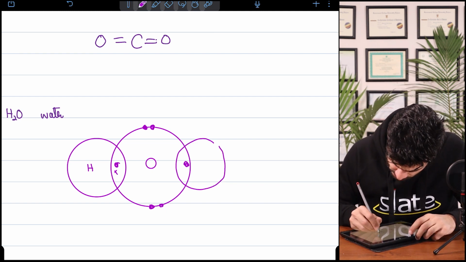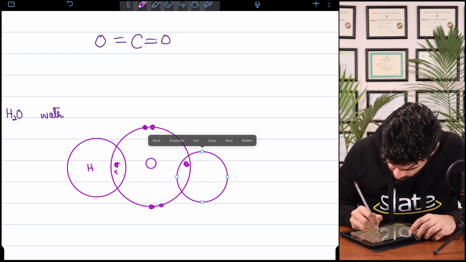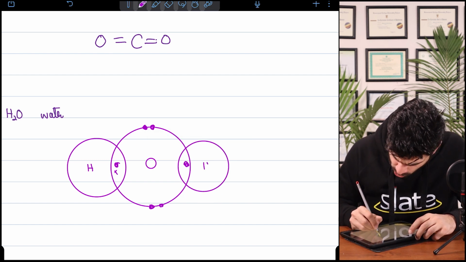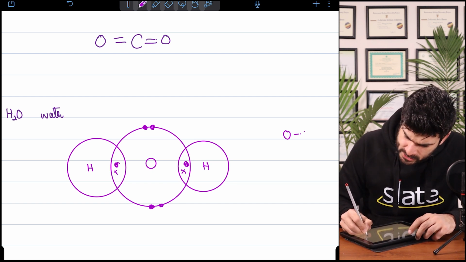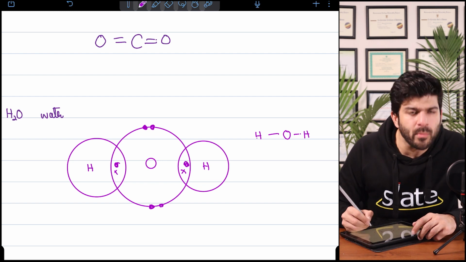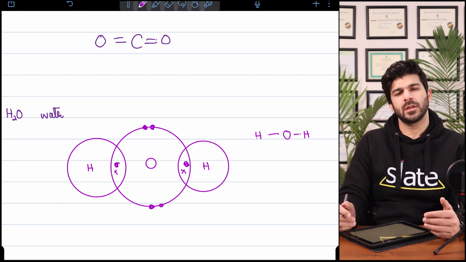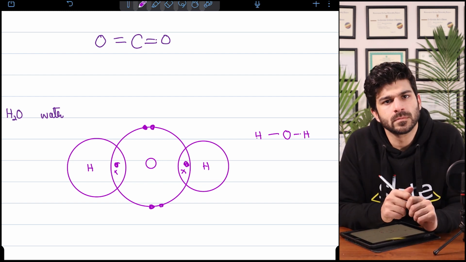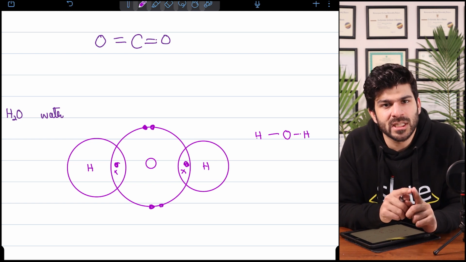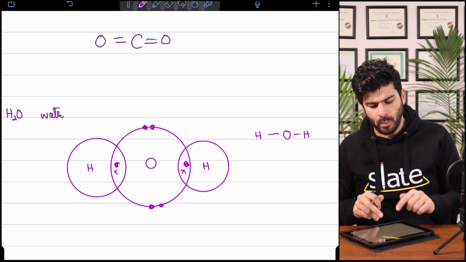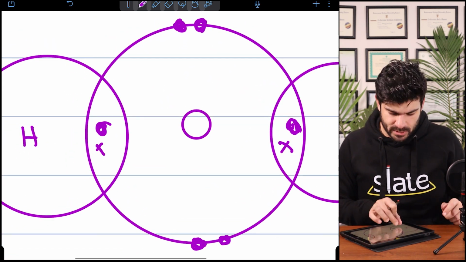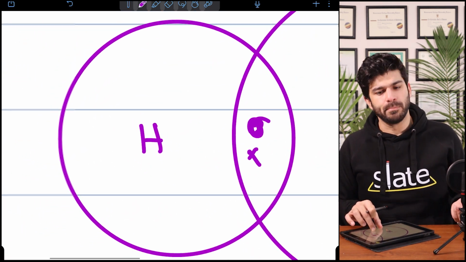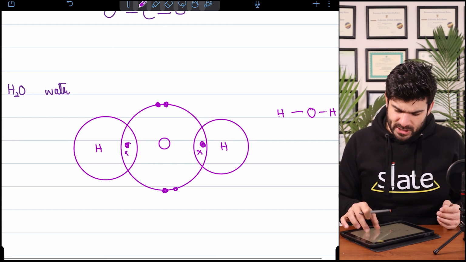Likewise, there's another hydrogen that's going to come here. Share 1 electron with the oxygen. And what do we get? Oxygen has to make 2 bonds, hydrogen has to make 1 bond. So that's a water molecule, with oxygen and hydrogen, single bond. That's how you show the bonding of a water molecule. The oxygen now has 8 electrons, balanced. Hydrogen only needs 2, balanced. So that's what you need to see, students.